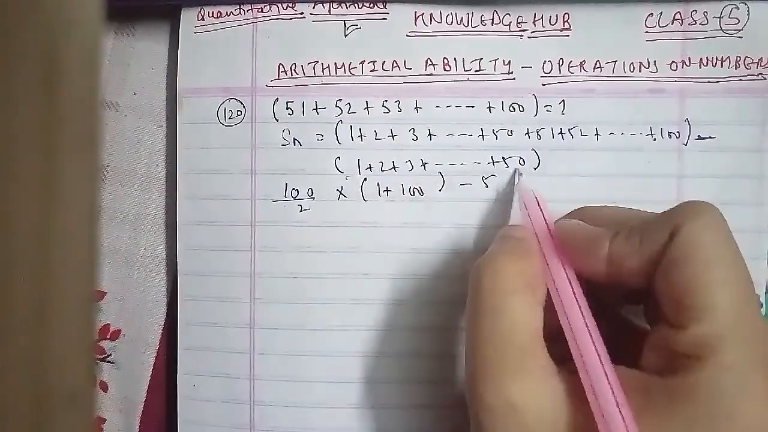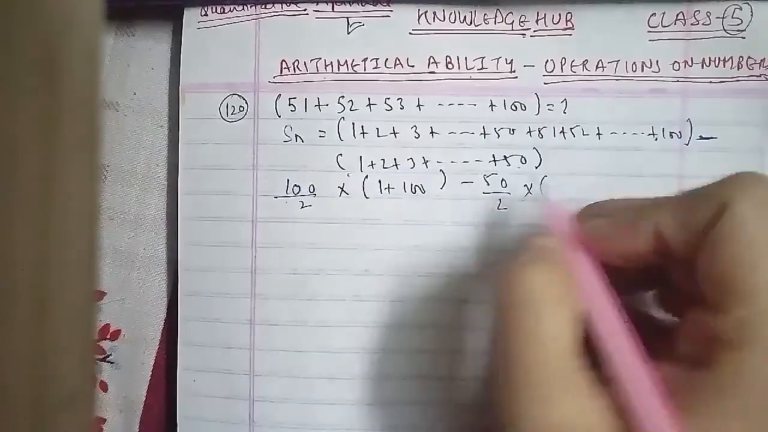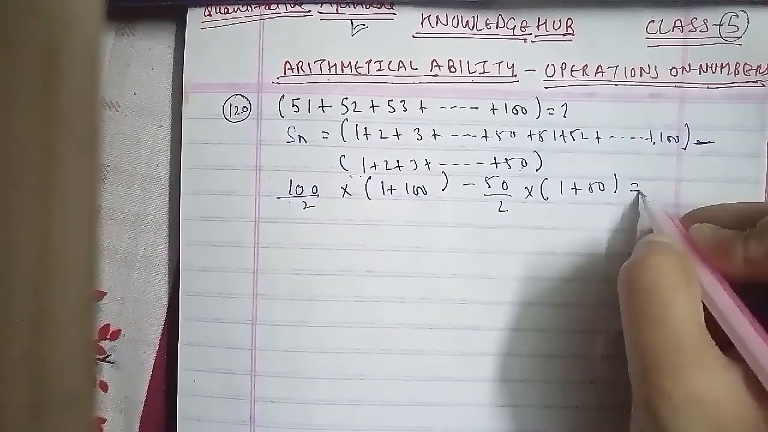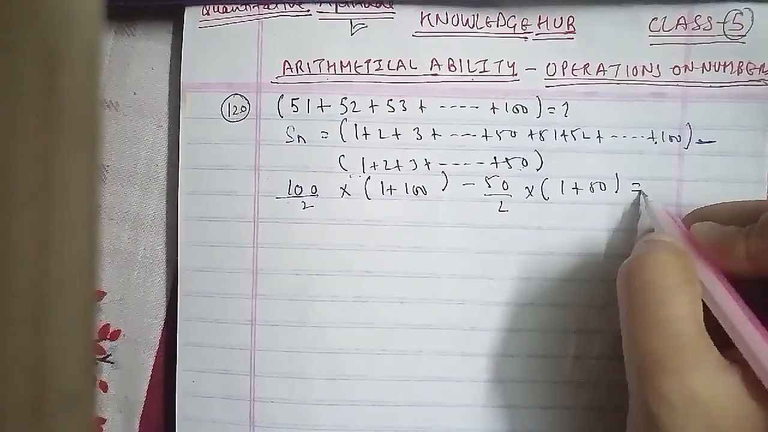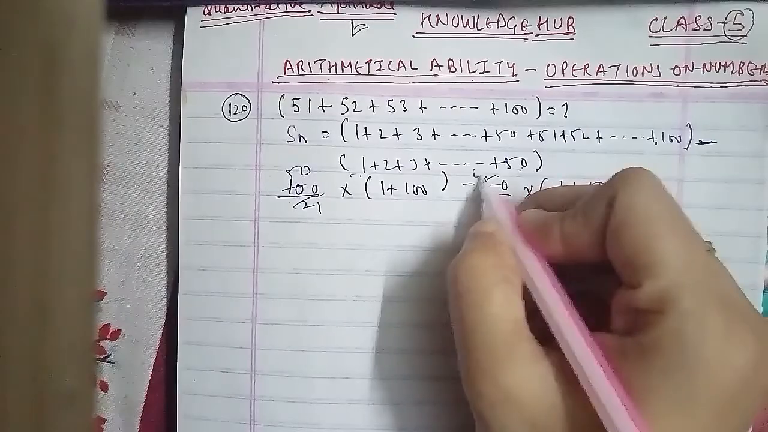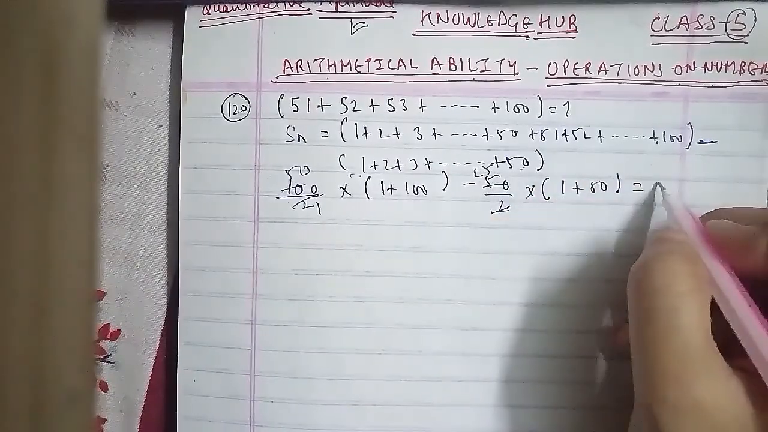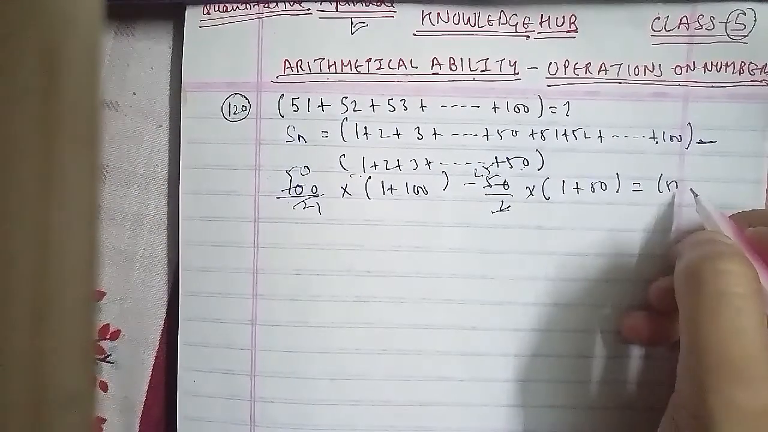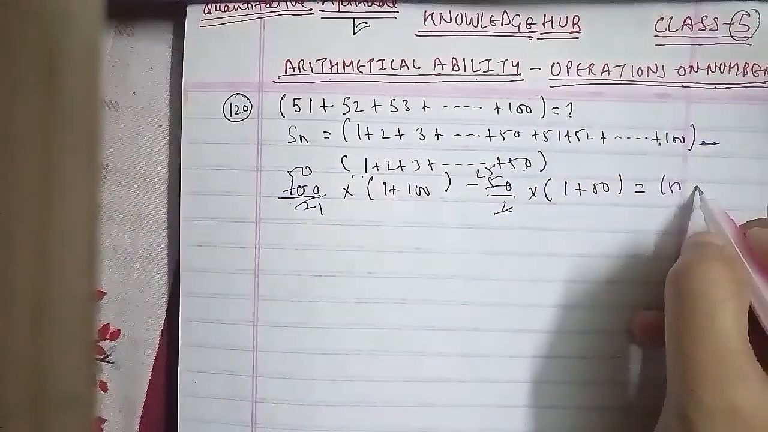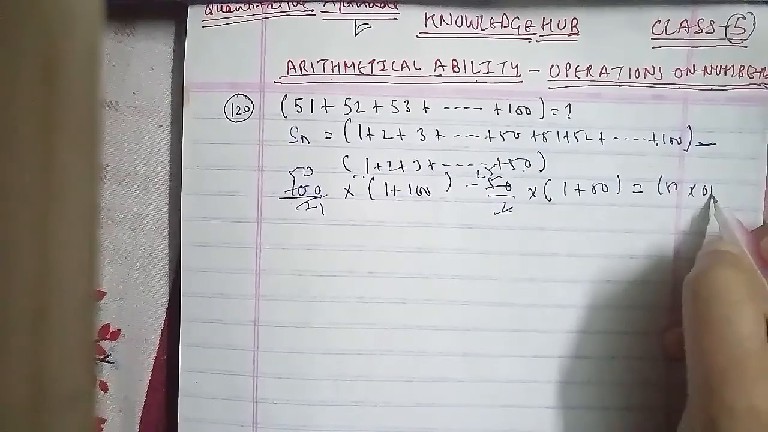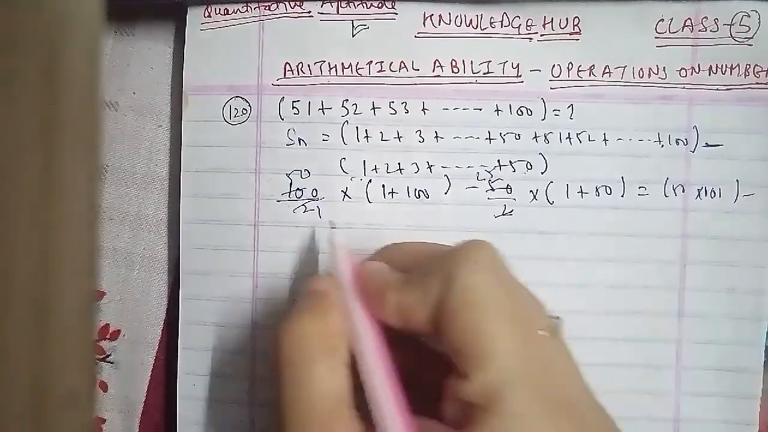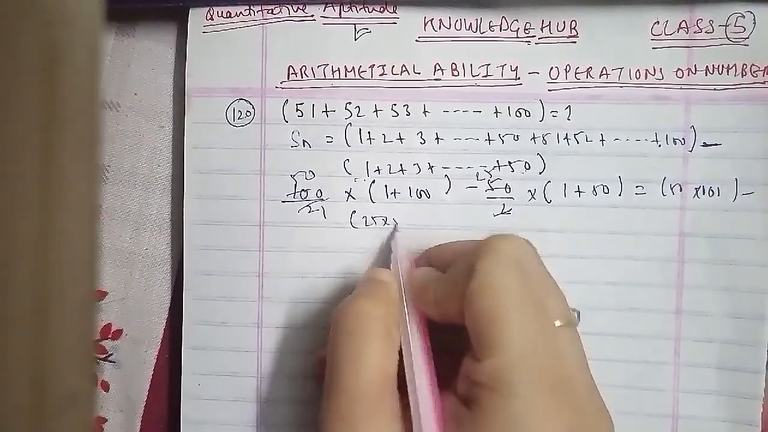That is equal to, here we will cancel it out. 2 1s are 2, 2 25s are 50 here, and here as well 2 2s are 4 and 2 5s are 10, so 25. So it will be 50 into 101, that is 100 plus 1, minus 25 into 51, that is 50 plus 1.